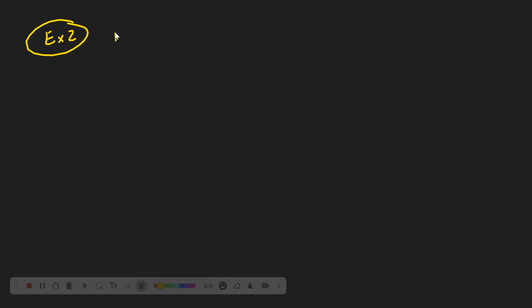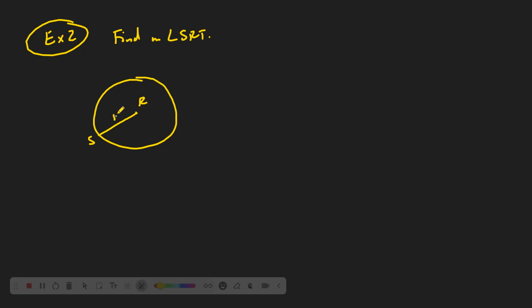So now we need to find the measure of angle SRT. So I'm going to give you this picture. In this picture, we have a center R. We have a radius out to S. This is the length of 12. We have a radius out to T. That's a length of 12.